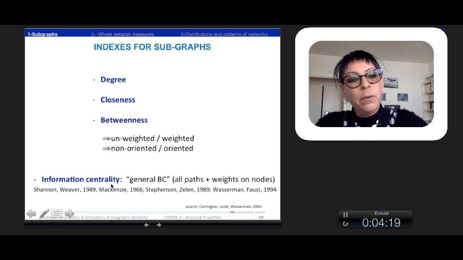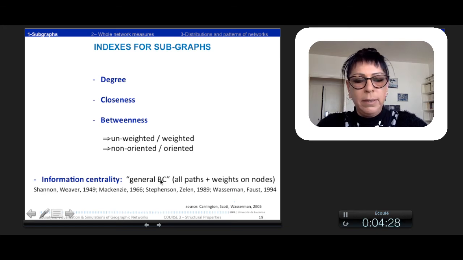There is also a very famous application on information centrality, which is a generalized betweenness centrality, another centralization index, taking into account all paths and the weight on nodes. It was in particular developed by Shannon and Weaver about the diffusion of information, but also taken up by many sociologists. So this general form can be applied on many, many different indexes.